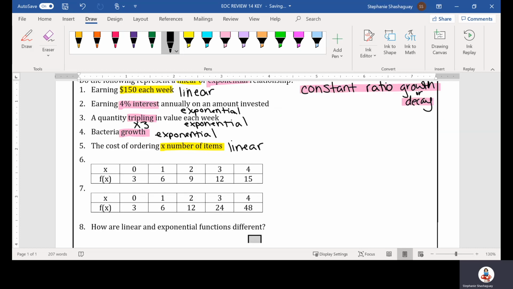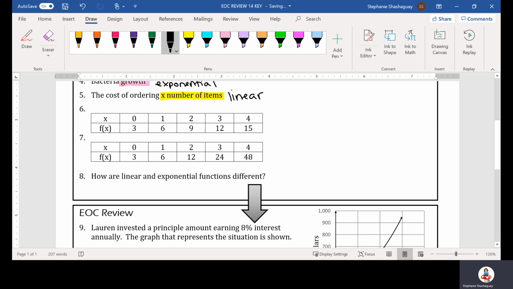Okay, now we're going to look at number 6. We're looking at a table, so we need to look at the relationship of our Y values. So if I'm going from 3 to 6, I'm adding 3. From 6 to 9, I'm adding 3. 9 to 12, I'm adding 3. So this is a linear relationship.